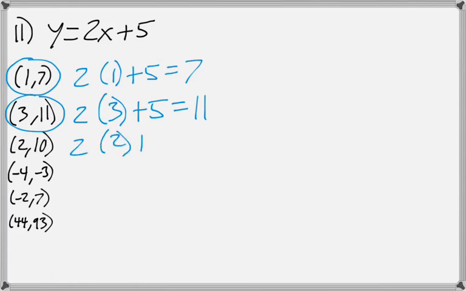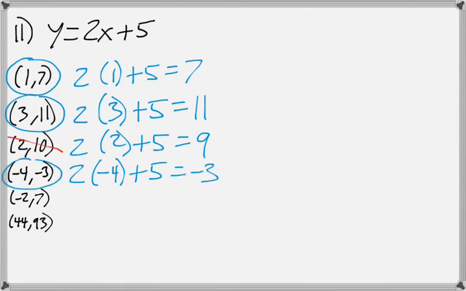2 times 2 plus 5 is equal to 9. That is not 10. So this would not be a solution. If we try negative 4, 2 times negative 4 plus 5 is equal to negative 3, which is what they have for y there. 2 times negative 2 plus 5 is equal to a positive 1, which is not 7. So that is not a solution.